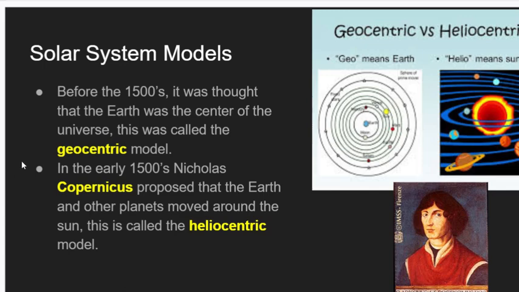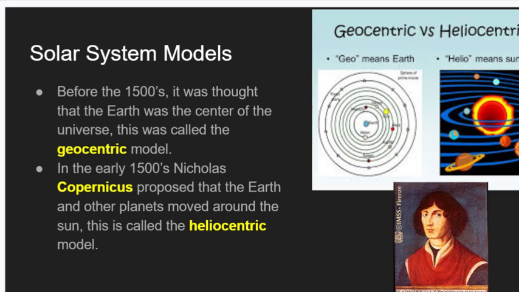So before the 1500s, it was just thought that the Earth was the center of the universe. That makes sense. We've talked about how the Earth spins on its axis. It rotates, which makes the sun and the stars and the planets appear to be moving across the sky. Well, that's called the geocentric model. It actually makes a whole lot of sense if the only thing you know is that I'm standing here on Earth. Those things look like they're moving. The Earth must be the center of all of this.